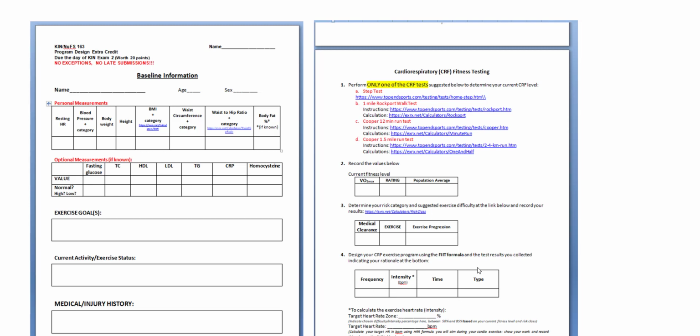And then this is the design portion. Please do not list the ACSM general guidelines here. This should be personal, what you choose for yourself. The frequency, intensity in terms of BPM, heart rates, you have to do some calculations, and then time and type.